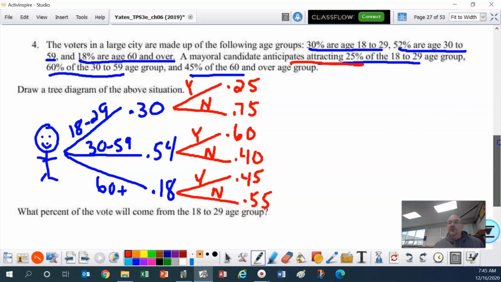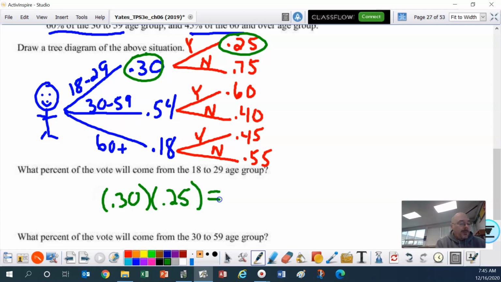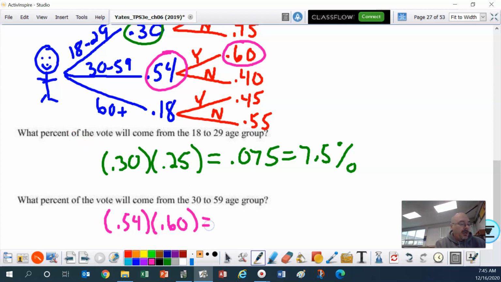All right, the next question is, what percent of the vote will come from the 18 to 29-year-olds? So we follow that path, ladies and gentlemen. I did it in green. That would be 0.30 times 0.25. You multiply those together and you get 0.075, or 7.5% are going to come from that age group. What percent will come from the 30 to 59 age group? Let me do that one in pink. 54% are in that age group and 60% are going to vote for that person. So we take 0.54 times 0.60, and we end up with 0.312, which is 31.2%.